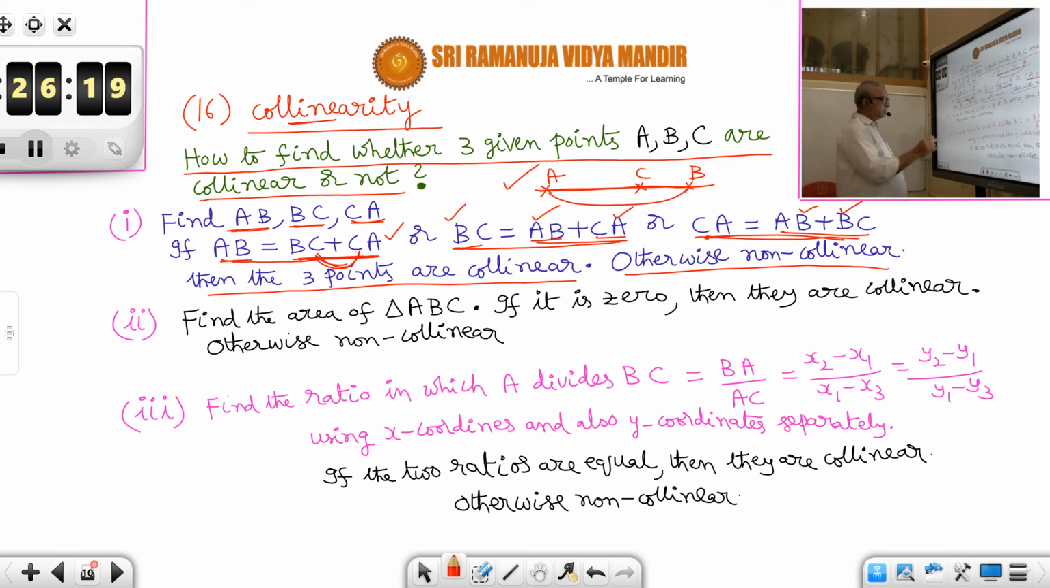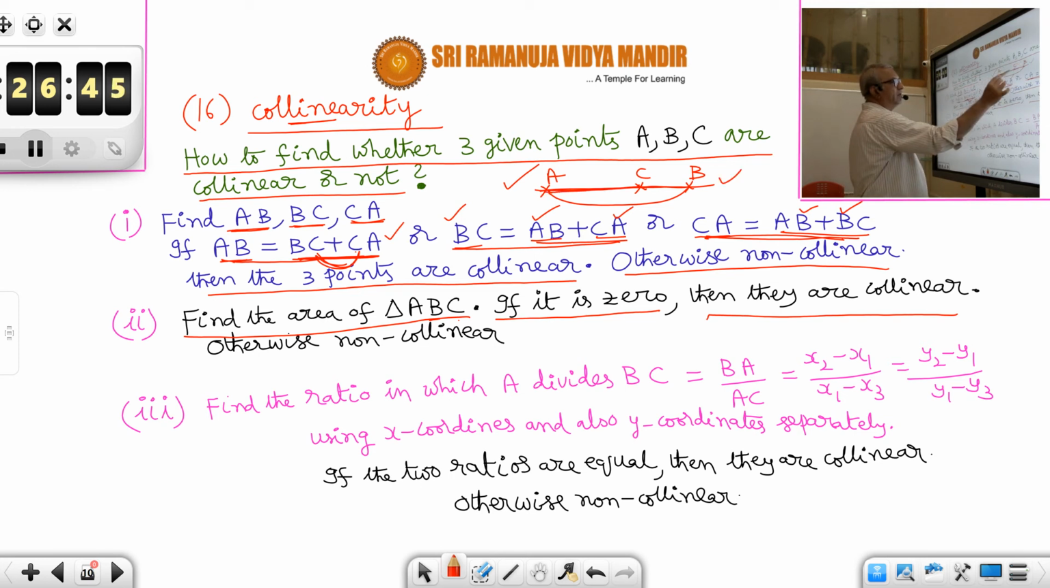Second method, just find the area of the triangle ABC. If you know the vertices of a triangle, there is a formula for finding the area of the triangle. We have seen some examples also. So using that formula, find the area of the triangle. If the area of the triangle is 0, then that implies that they are collinear. Because 3 collinear points, as shown in this diagram, will not form a triangle, therefore the area will be 0. Otherwise, if the area is not 0, it implies that they are non-collinear. So that is the second method.